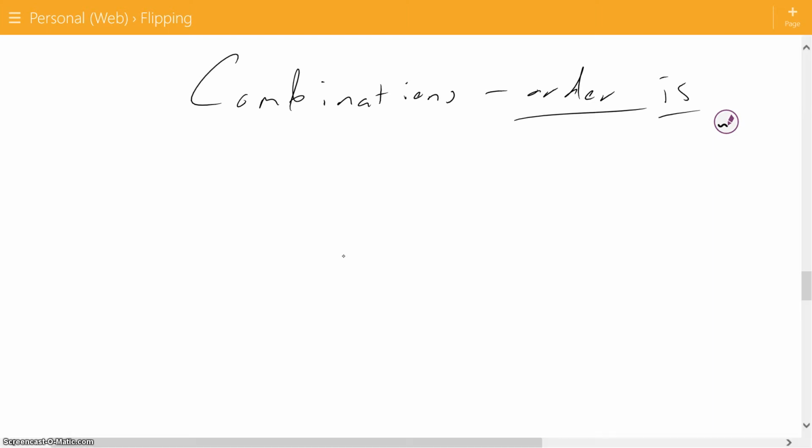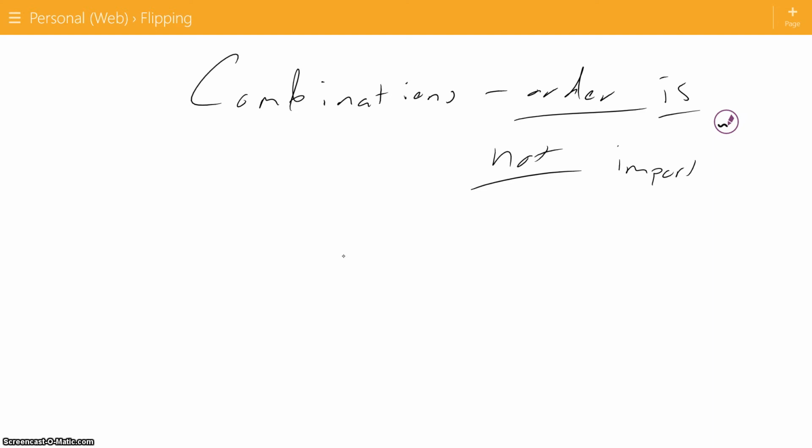Okay, so let's look at combinations. Now, for combinations, the key thing to keep in mind is that order is not important. I'm underlining these things, which means this sentence is important.